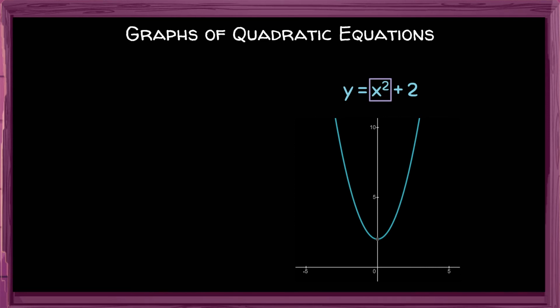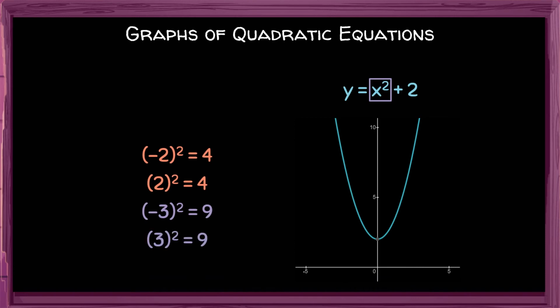In fact, it gives us the same positive answer as when we plugged in the positive version of that same number. Negative 2 squared is 4. Positive 2 squared is 4. Negative 3 squared is 9. Positive 3 squared is 9. So, if we plug in negative numbers for x, we get the same answers as if they had been positive.